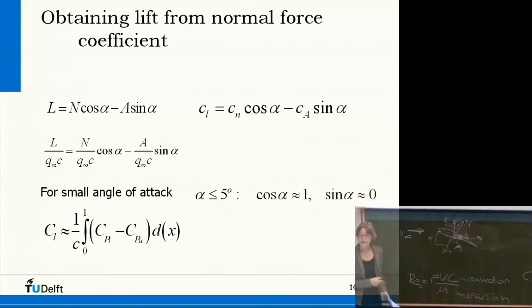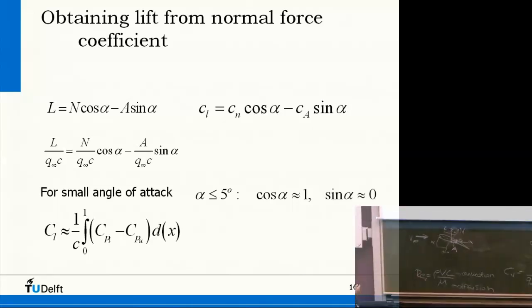Of course we can do this dimensionless, so we divide each by q infinity c, so we get the lift coefficient CL is Cn, the normal force coefficient, cosine alpha, minus Ca, the tangential force coefficient, sine alpha, by dividing by q infinity c.